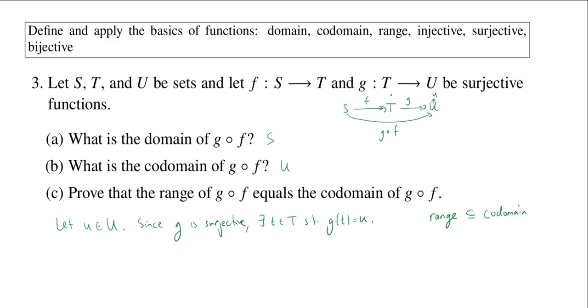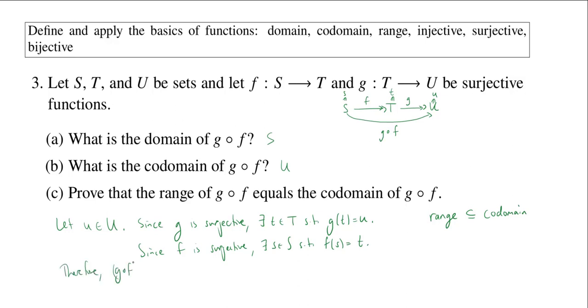Okay, so I'm able to pull back and I get an element of this intermediate set T. But I also know that f is surjective, and so t is an image of f. So since f is surjective, there exists some s in S such that f of little s is equal to little t. Okay, so I started with a little u in U, and I was able to pull back to an element s in S.